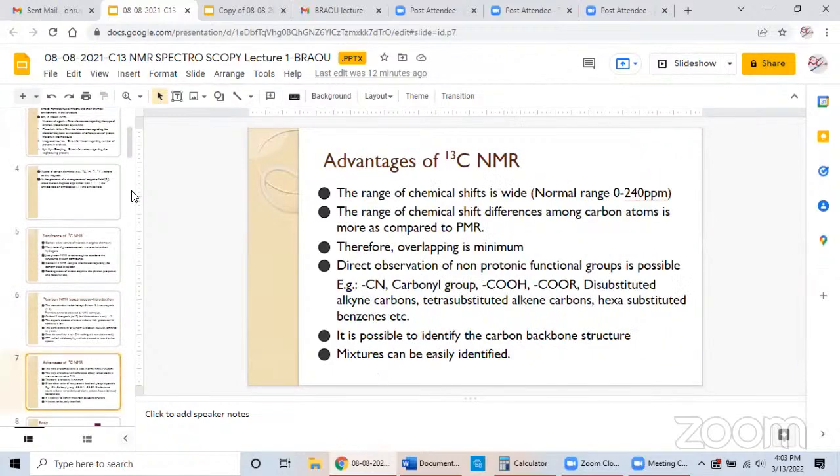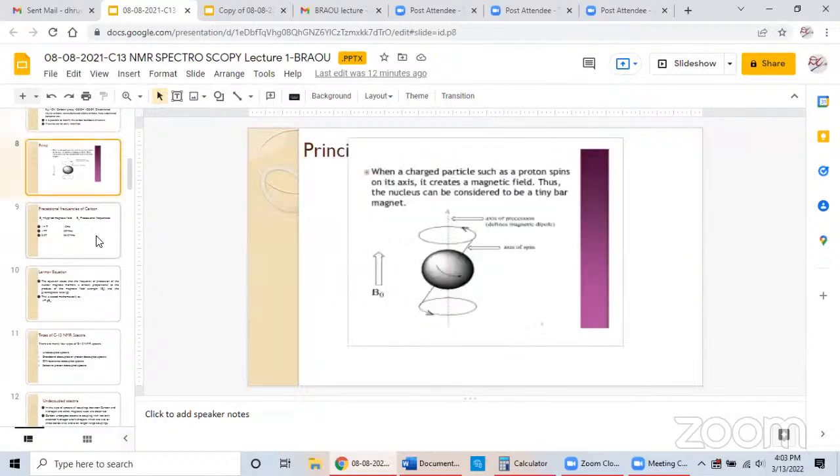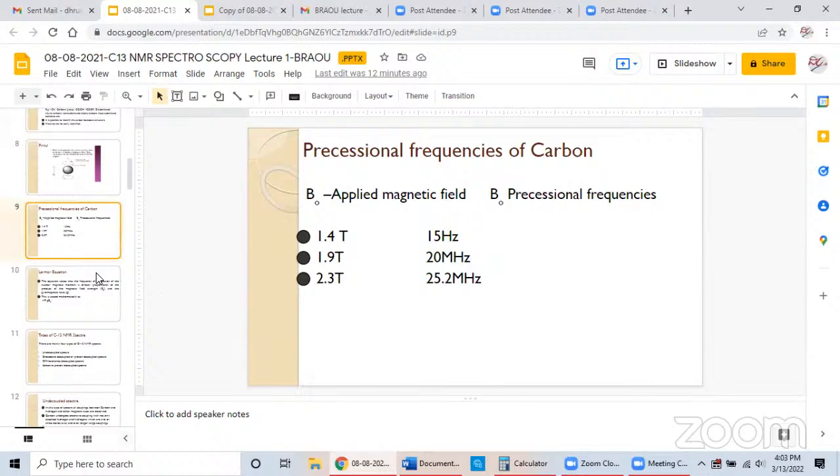Advantages and disadvantages. The disadvantages slide is missing. Disadvantages are, as I already told you, lesser magnetic moment, very low abundance, and very low sensitivity. That is the reason why for recording carbon-13 NMR you require more sample and a little more sophisticated instrumentation technique. That is the disadvantage. And we have seen the principle, the precession frequency I discussed, and the NMR equation.